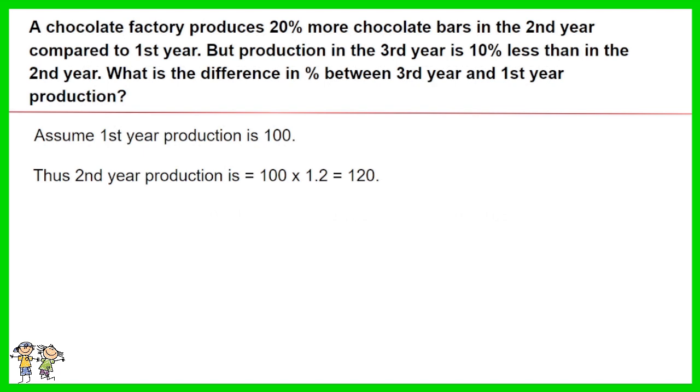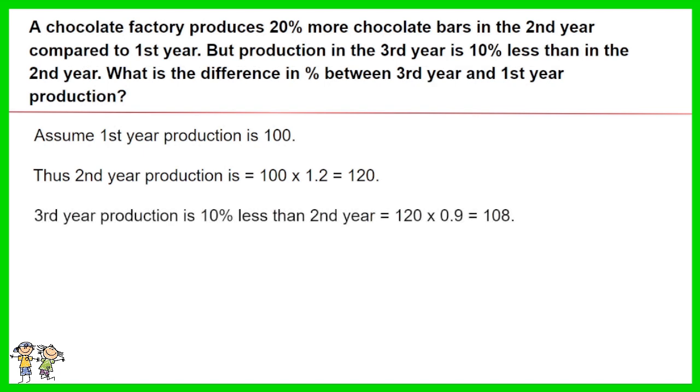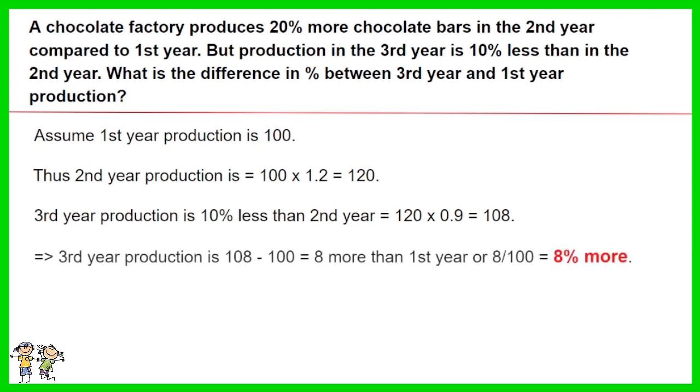Given that the third year production is 10% less than second year, thus it equals 120 times 0.9 equals 108 chocolate bars. The third year production is 108 minus 100, which is 8 more than first year, or 8 over 100, which is 8% more.